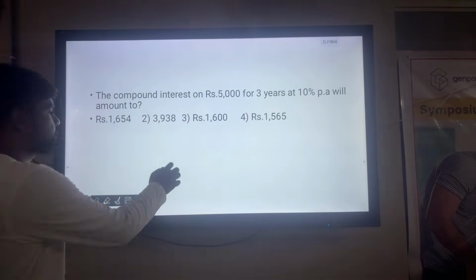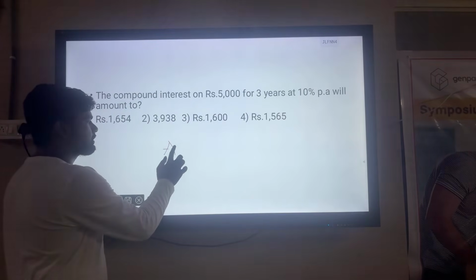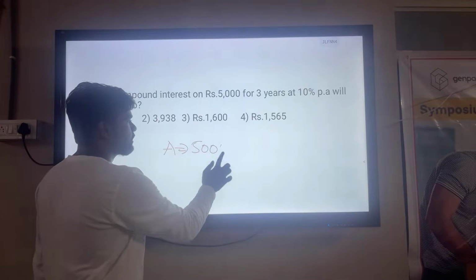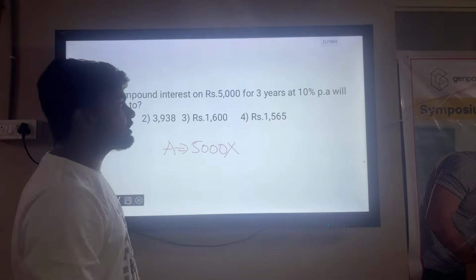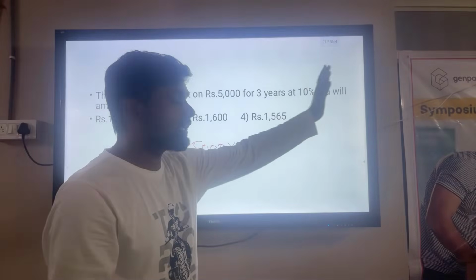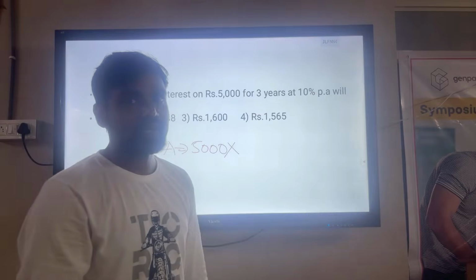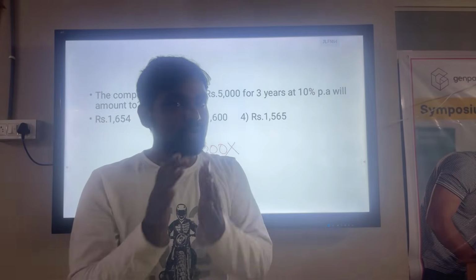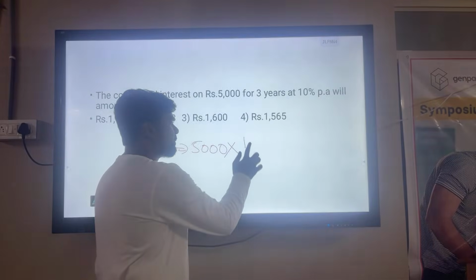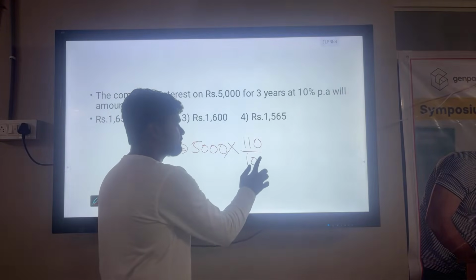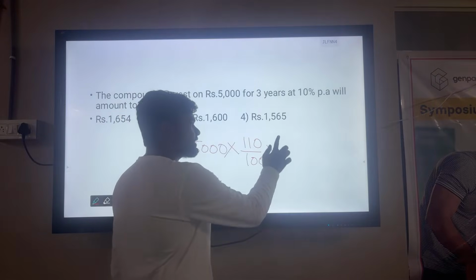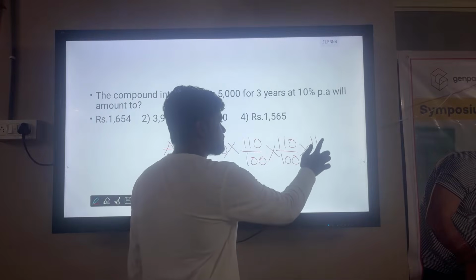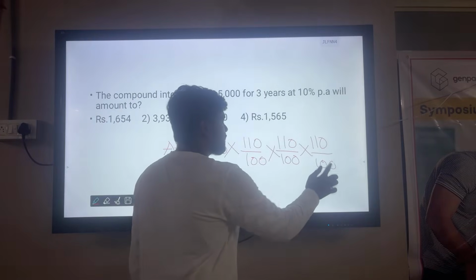Okay, simply you can do: actual amount is equal to the present value, 5,000. Every year it is compounded for 3 years at the rate of 10%. Interest means the base value 100 plus 10, totally 110%. In place of percentage, I will put 110 over 100. In the second year also the same rate of interest, so I will put the same value. In the third year also the same value, divided by 100.